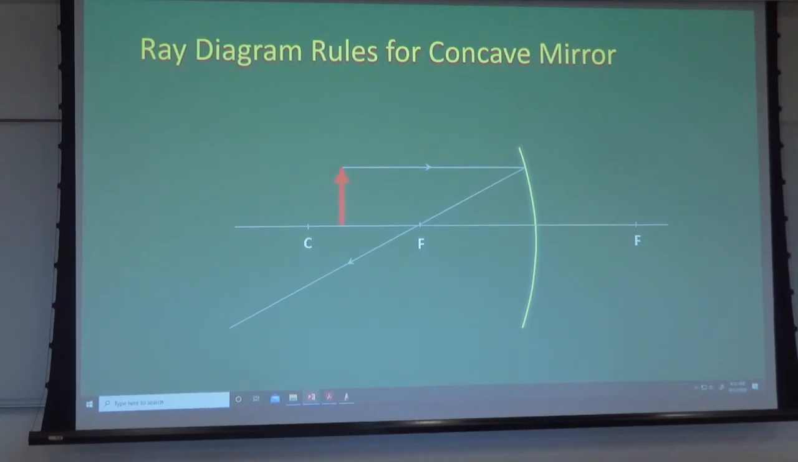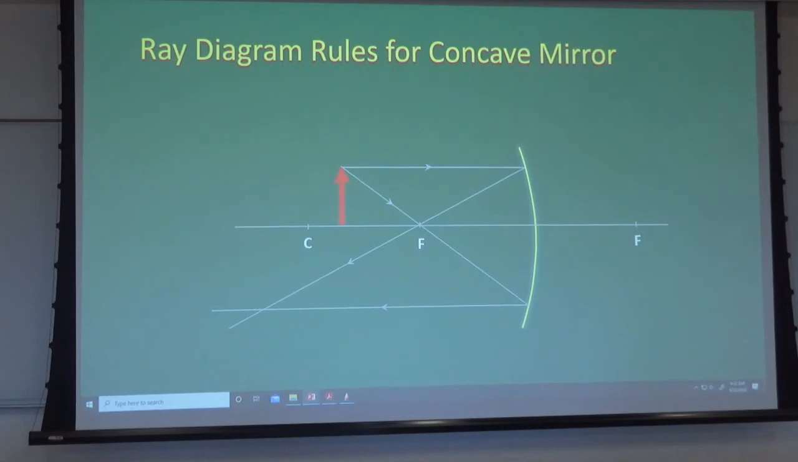Second rule, any ray that goes through the focal point will be reflected parallel to the principal axis. So this would be reflected parallel to the principal axis. That's the second rule.